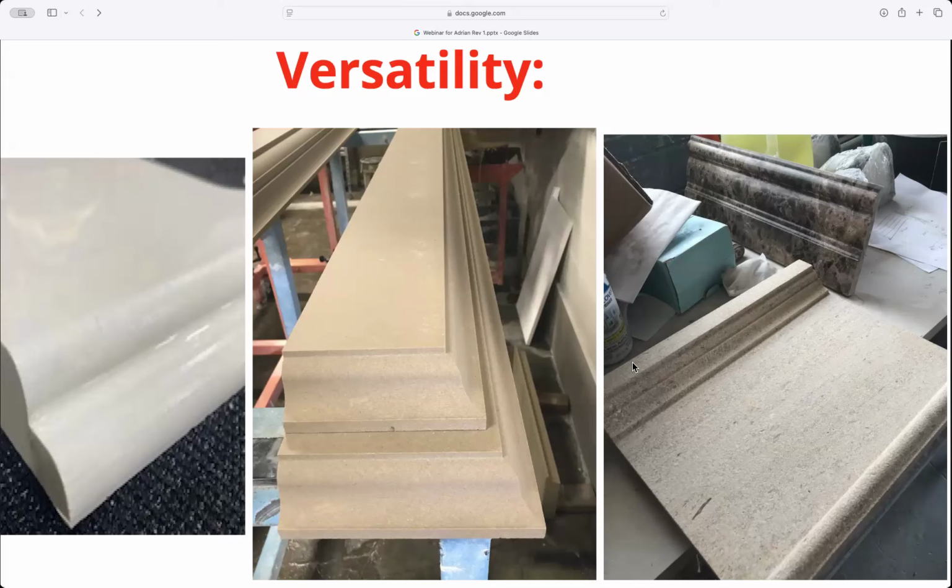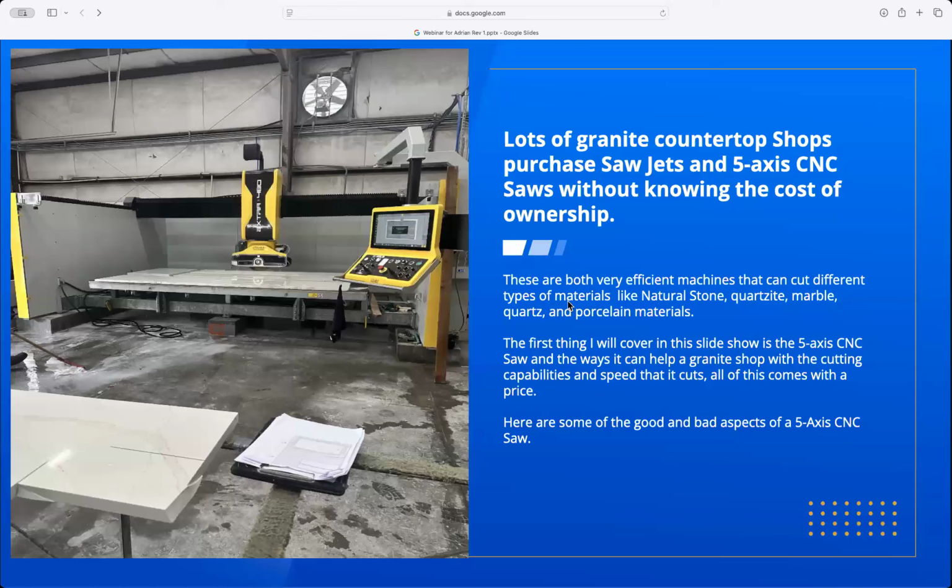And how difficult would this be to do by hand, or is it even possible to do it by hand? You can do it by hand, but one of the main problems with that is you do it dry. With a 5-axis CNC saw, you're doing it wet, so you're not throwing all the dust in the air. You're not throwing up stuff that causes silicosis. All that stuff is contained in a wet environment. So it's safer and it's more accurate at the same time. Oh, yeah. Right. All right. Well, let's go to the next slide.